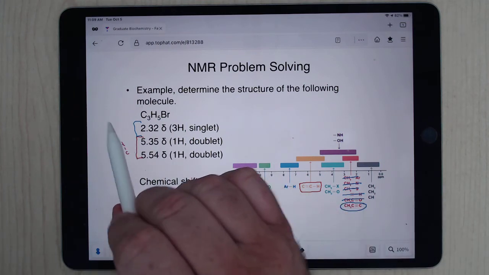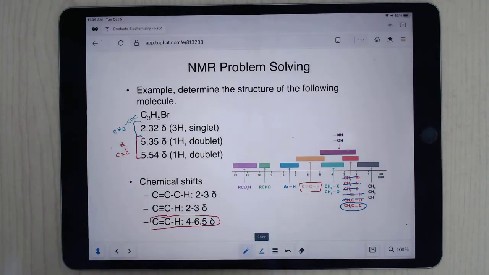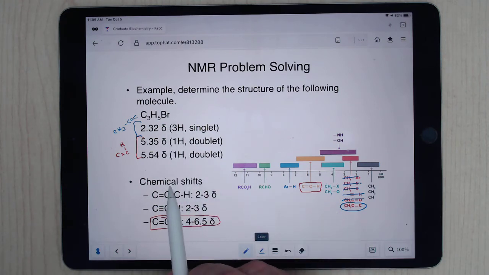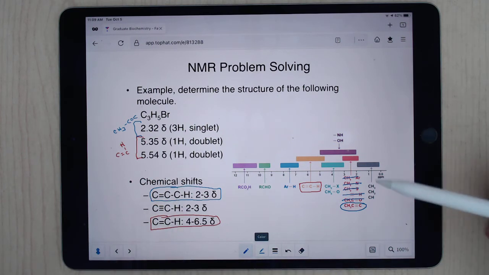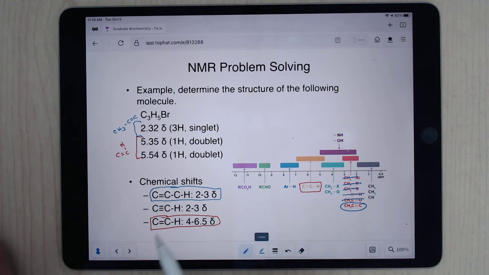So this must be a CH3 next to an alkene, and we know it's a CH3 because of the integration. So it must be this guy here. We can use some logic to figure out it's next to this. And now we can start assembling these things.